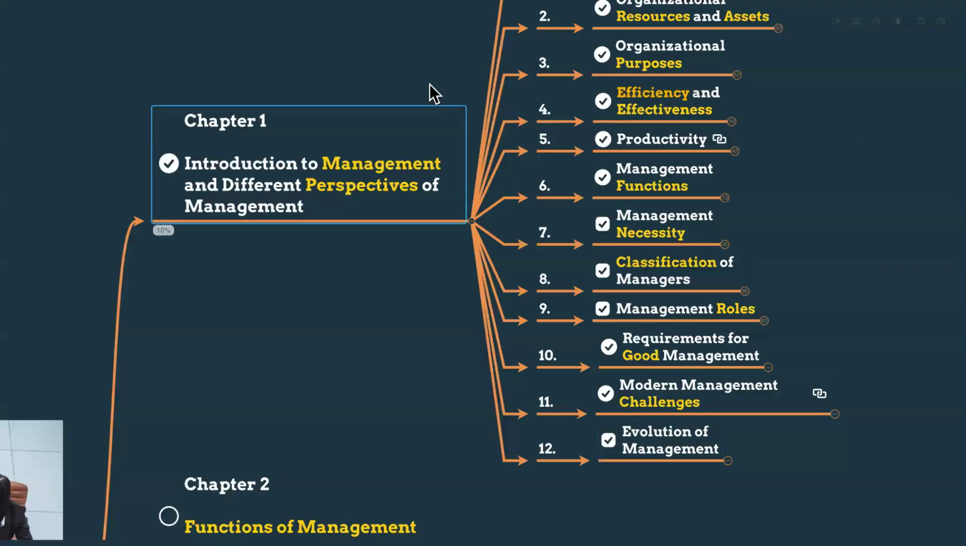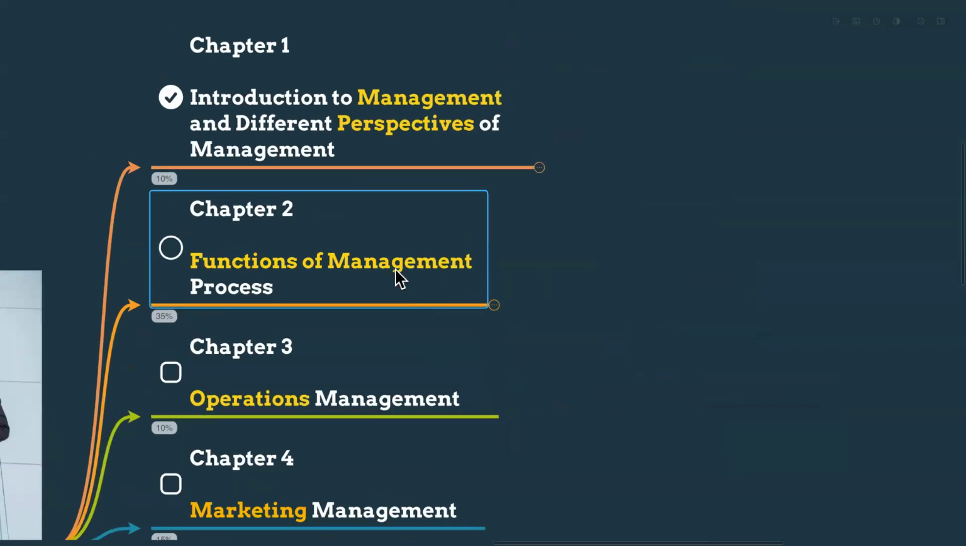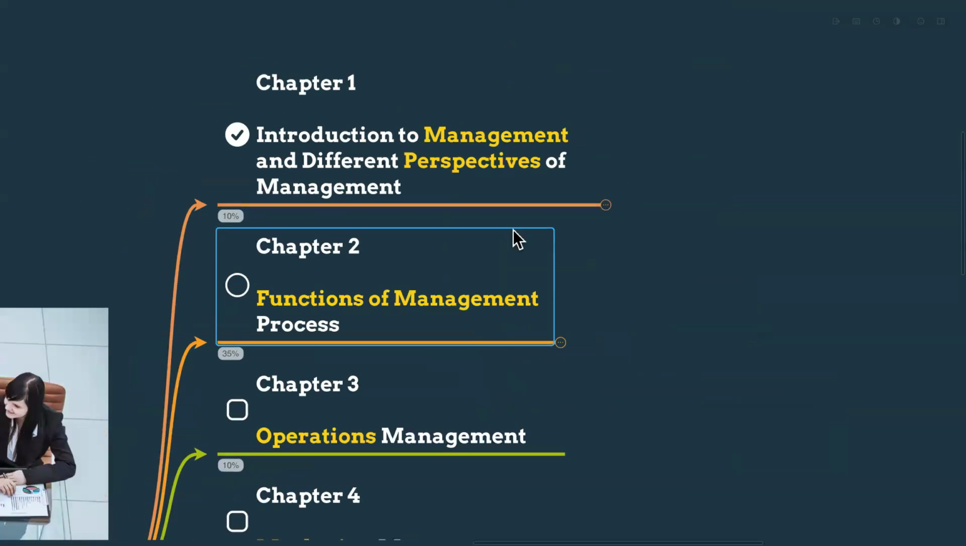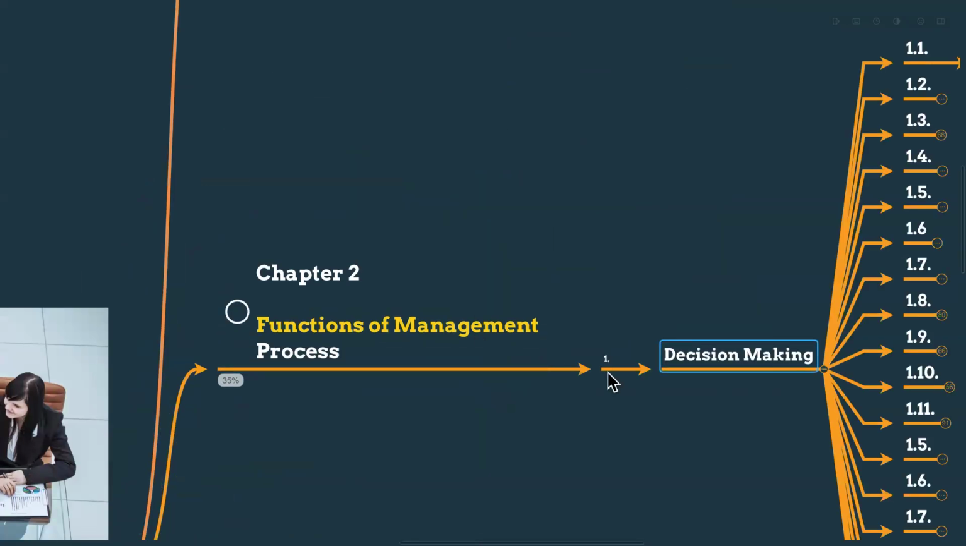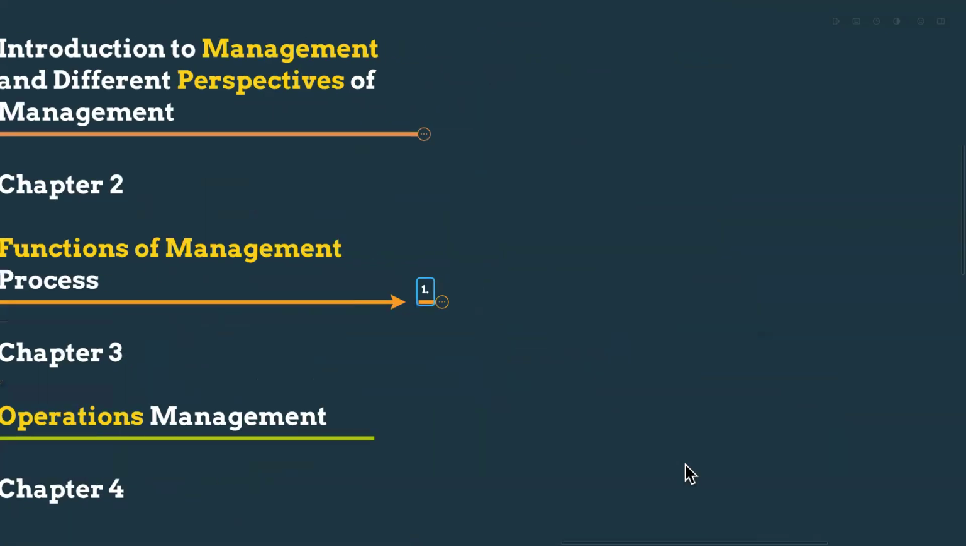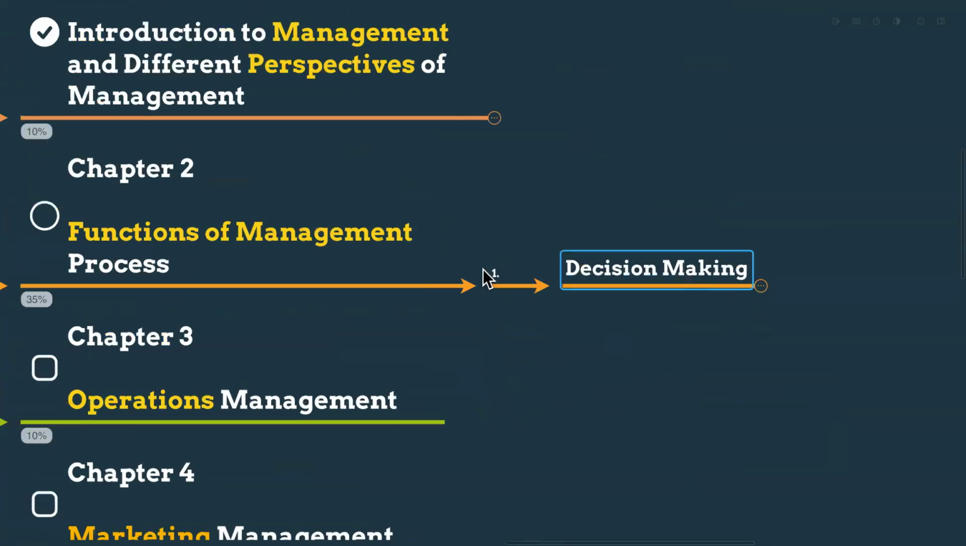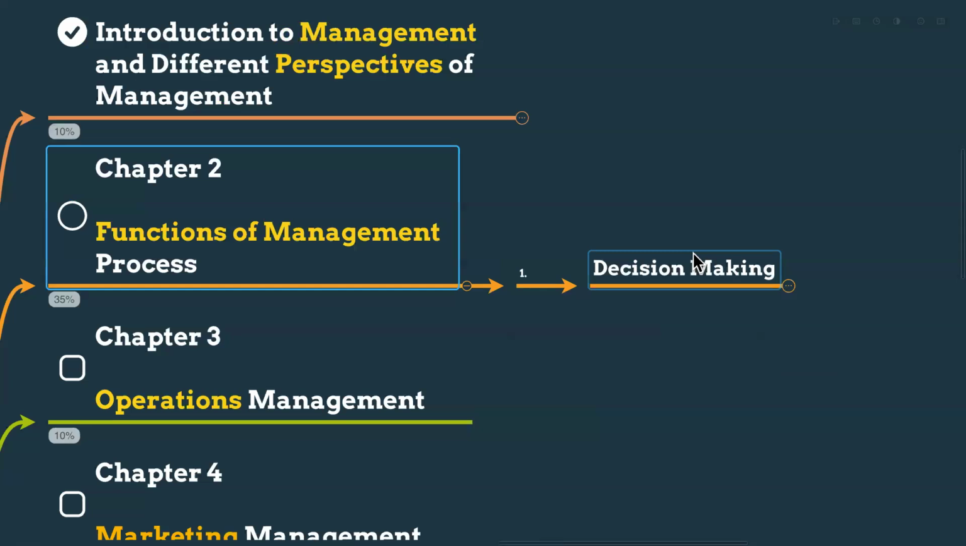And in today's session, our focus is going to be with chapter 2, functions of management process. In these functions of management process, there are a lot of areas we have to cover. And in today's session, we are gonna focus on the first topic, that is decision making. Normally, we will have decision making and planning and organizing, leading and controlling. There are five sections in this chapter two.